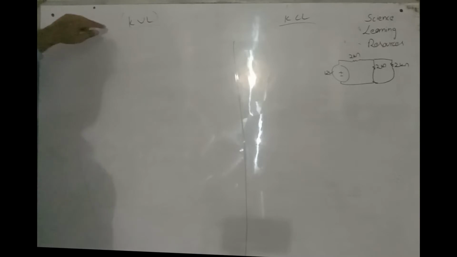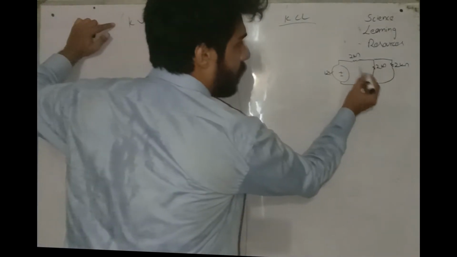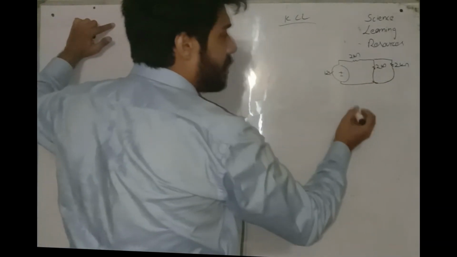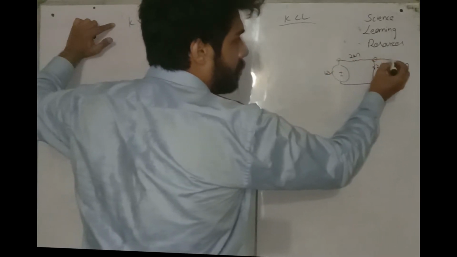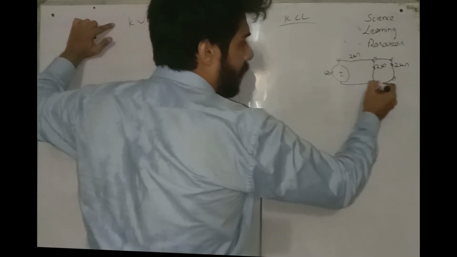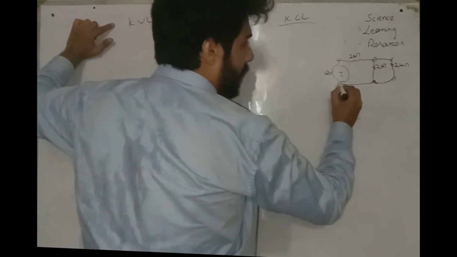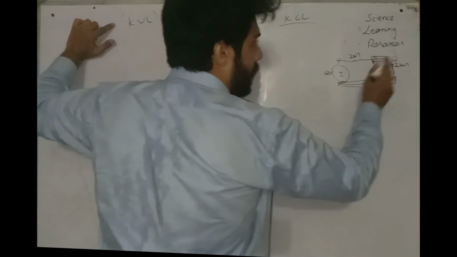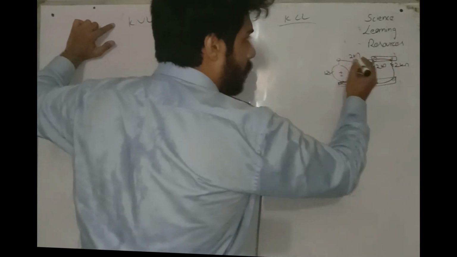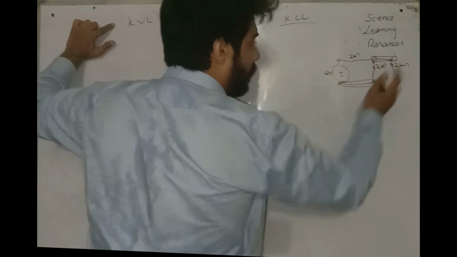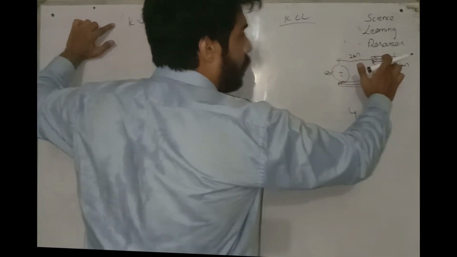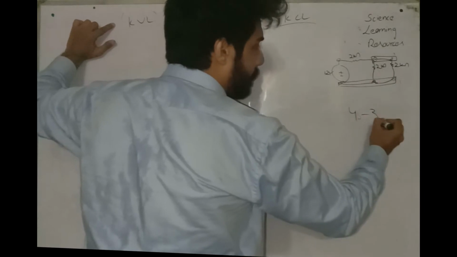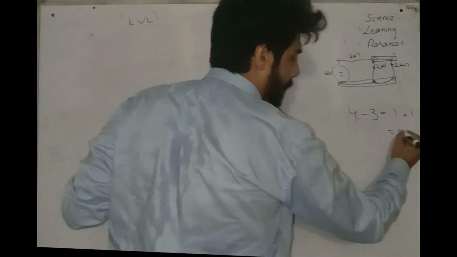So first let me apply KVL. In order to apply KVL, I have to calculate the number of branches, which is 1, 2, 3. And what is the number of nodes? 1, 2, 3, 4, 5, 6. But the nodes which are the same, we have to take as 1. So 4 minus 1 is 3, then I have to add 1 again, so I have 2.